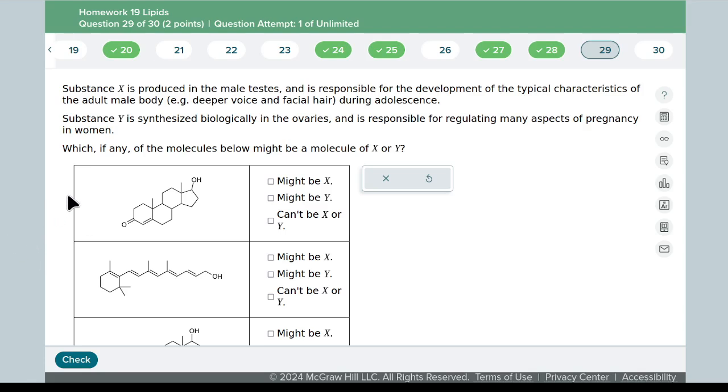So we have some statements. Substance X is produced in the male testes and is responsible for the development of the typical characteristics of the adult male body during adolescence. So this is just telling us substance X is a steroid. Substance Y is synthesized biologically in the ovaries and is responsible for regulating many aspects of pregnancy in women. This is just telling us substance Y is a steroid. Which, if any of the molecules below, might be a molecule of X or Y. So we're just looking for molecules that might be steroids.